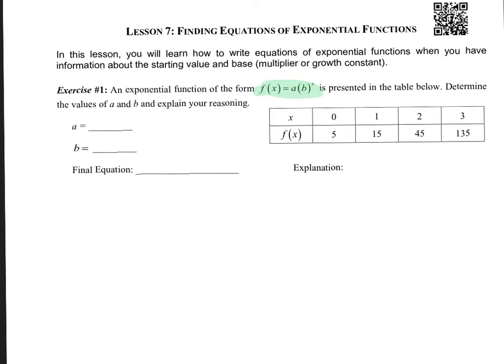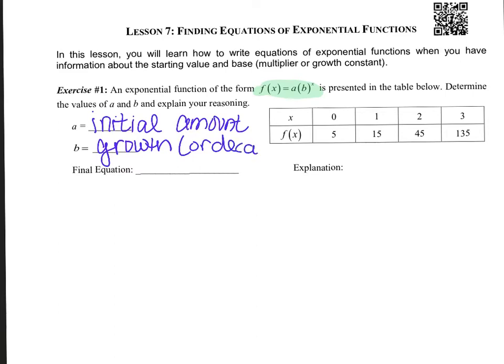So, what does the a and the b stand for? So the a is the initial amount. Whatever you're starting with, that is what your a is going to be. And then your b is your growth factor, or I'm going to say, or decay factor. Okay?